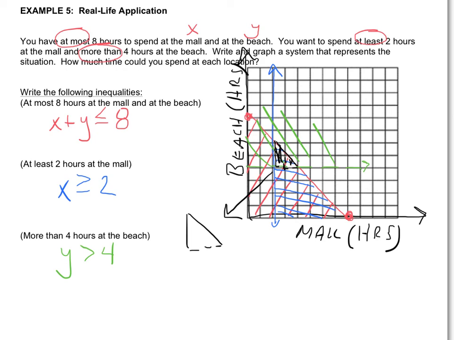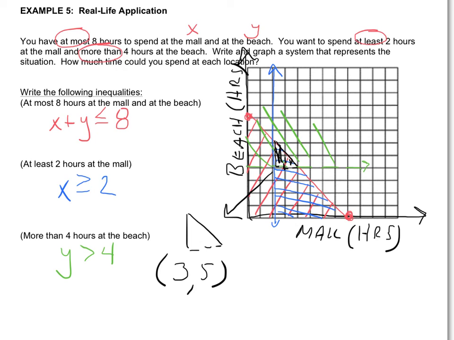It also asks us to give a situation where we could spend at these locations. Well, if I'm looking at the graph, it appears to be that the point 3, 5 is in my overlapping area, which would be 3 hours at the mall, 5 hours at the beach. So I should check that. If I go to my first inequality, X's are 3, Y's are 5, 3 plus 5 is 8. 8 is certainly less than or equal to 8. It works there. On my second inequality, if I plug in a 3, 3 is greater than or equal to 2, that one checks. If I go to my third inequality, 5 is greater than 4, that one checks.